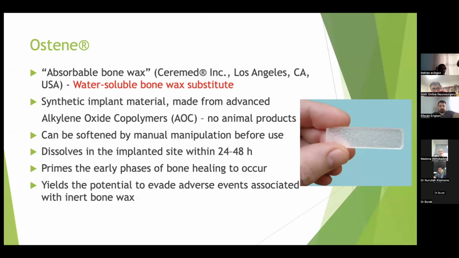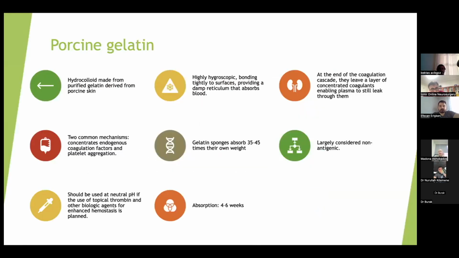Now coming to Ostene. The importance of Ostene is that it is a totally absorbable bone wax, and it dissolves at the implanted site within 24 to 48 hours, and it is water soluble. It's a synthetic implant material made from alkylene oxide copolymers, so there are no animal products associated with this as well. It can be softened by manual manipulation as with bone wax, and it actually promotes bone healing. So these are the mechanical products, especially related to bone wax.